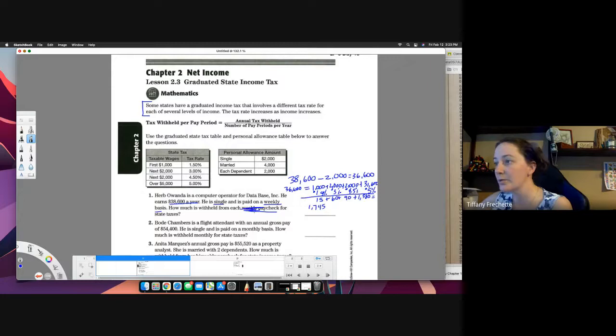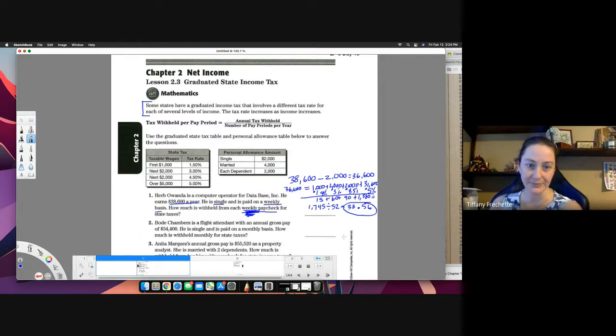But they said weekly here. So we need to divide by 52. And that's going to get us $33.56 per week. So this is the answer they're looking for, $33.56. How much is going to be withheld every week in state income taxes?